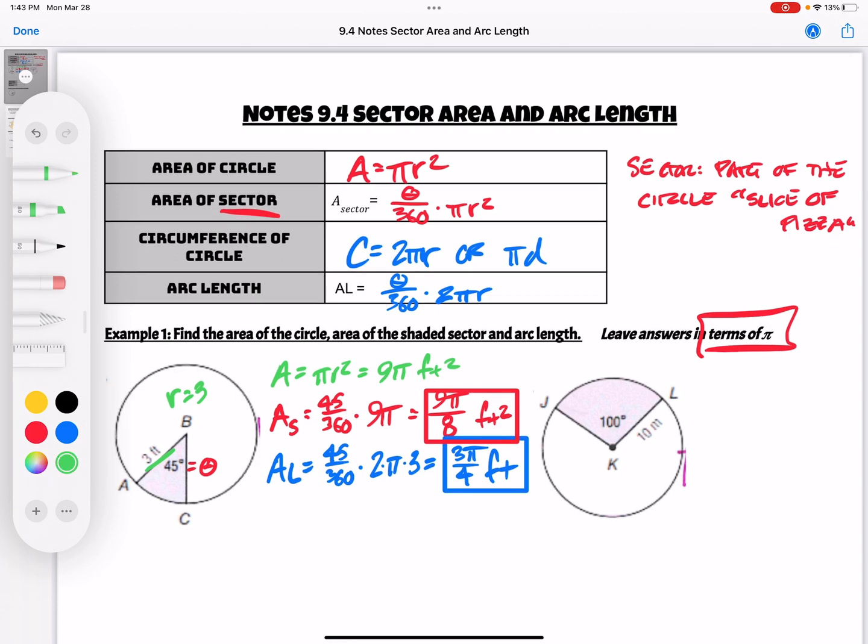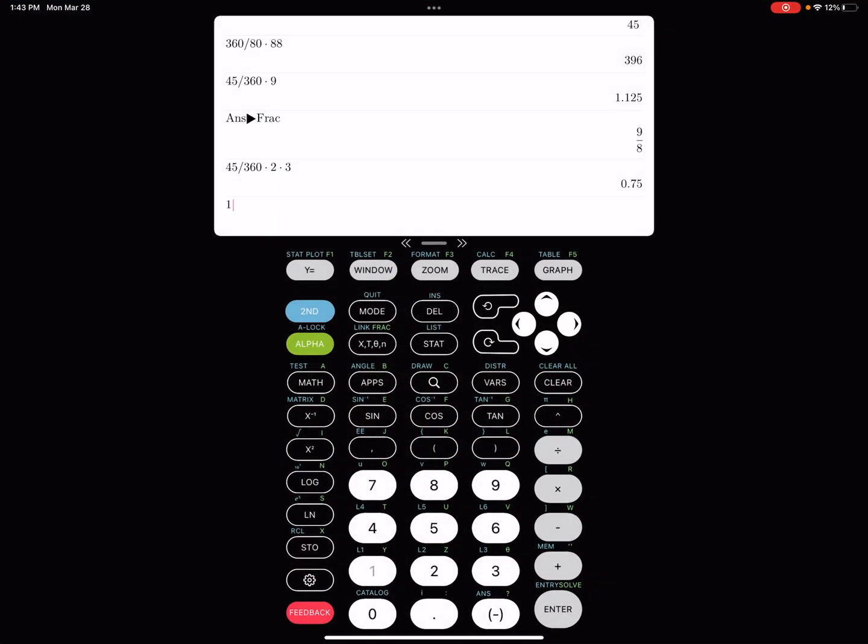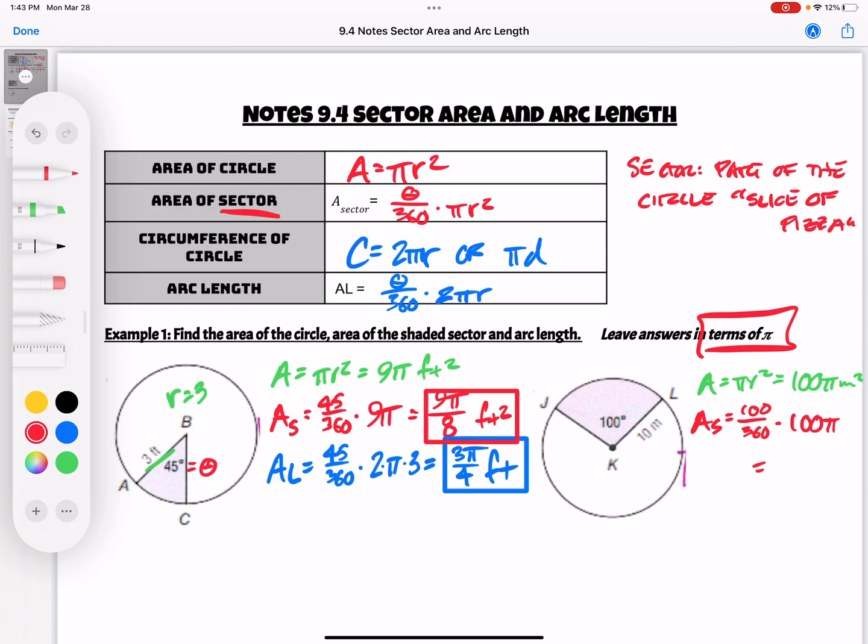Next one, what if we've got a 100 degree angle? So area equals pi r squared, which is here 100 pi meters squared. So for our sector area, it's going to be 100 over 360 times 100 pi. And that is going to be equal to 100 divided by 360 times 100. We're decimal, math, enter, enter, 250 pi over 9. So 250 pi over 9, and I am in meters squared.